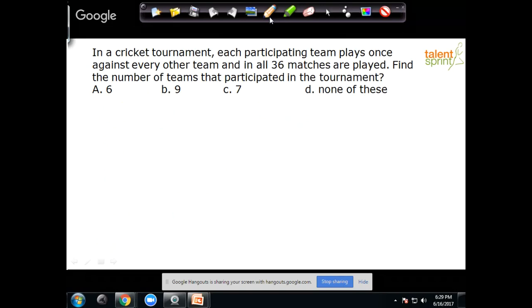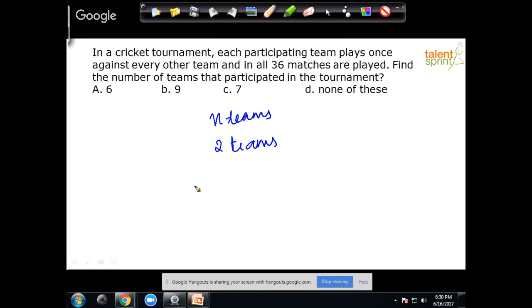the question. Now they are playing a cricket match. In all, 36 matches are being played, and each team plays with every other team at least once. So let us assume that there are n teams in total. Now to play a match, how many teams are required? You need only 2 teams, correct? So out of these n teams, you are selecting 2 teams at a time.